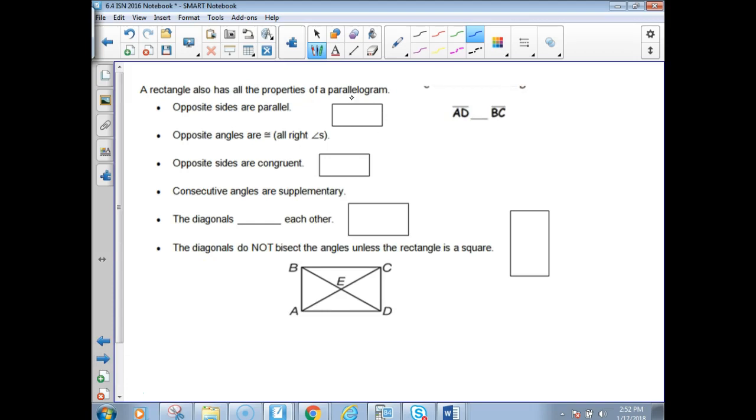Okay, now I already did this. I forgot the next page had some of this stuff already on it. We already marked this up. You have this already. You have that these are congruent. And consecutive angles are supplementary. Well, that makes sense because they're right angles. We know the diagonals bisect each other.